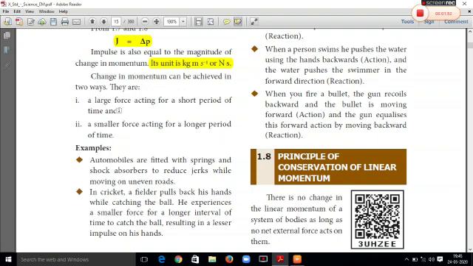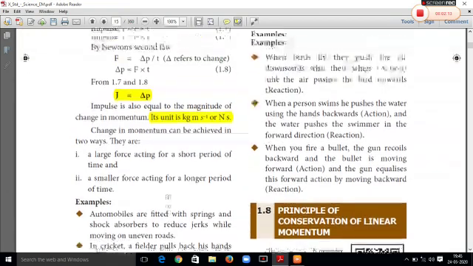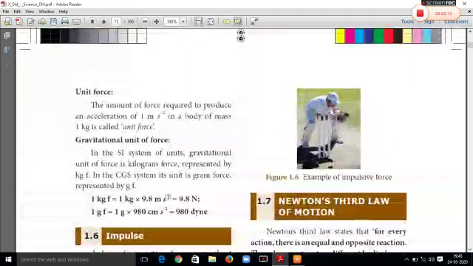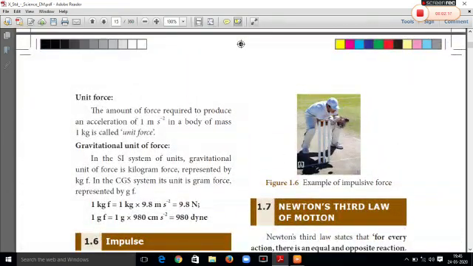Now, let us see examples for impulse. In automobiles, springs and shock absorbers are fitted to reduce jerks while moving on uneven roads. In cricket, a fielder pulls back his hands while catching the ball. He experiences a smaller force for a longer interval of time to catch the ball. It gives lesser impulse on his hands.